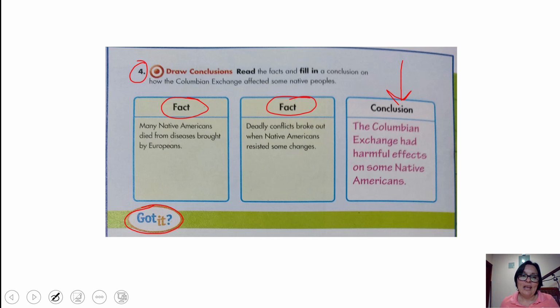Okay? So after that, remember that you have to do number 5 and number 6. That is for you in the got it section.